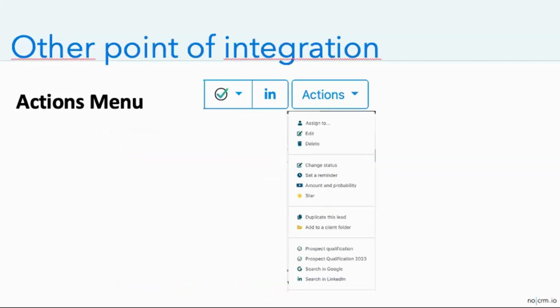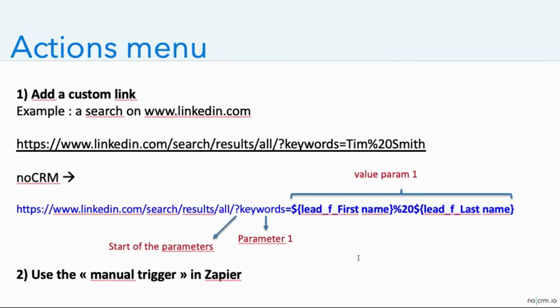Next up, we have other points of integration in noCRM itself. In the actions menu, I don't know if you have seen this before, but when you open up a lead card, there's an actions button at the top that you click on, and you'll see several actions that are either there by default or that you can create yourself. In order to create one, you go to our admin panel, then integrations, and from there you can find the actions menu. To do that is very simple.